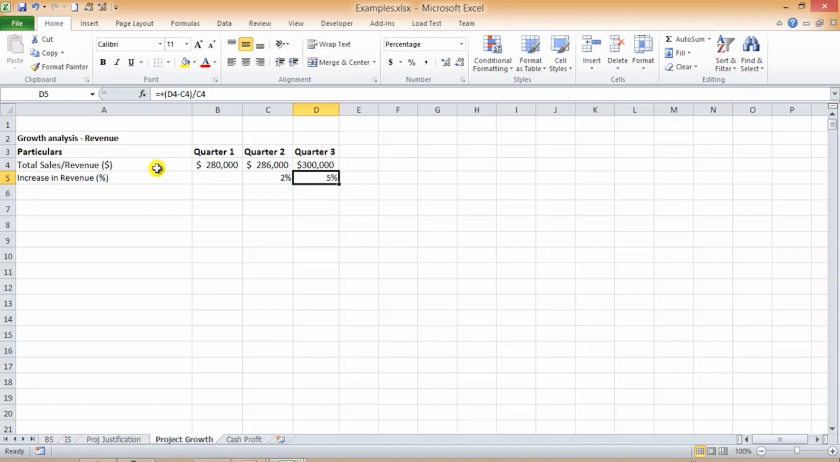By revenue, we mean the sales over here. Don't confuse this with the net income or the profitability of the project. That's an entirely different ball game. We're going to be looking at it in a couple of minutes from now, but this is important just to determine how the sales are growing for the project.